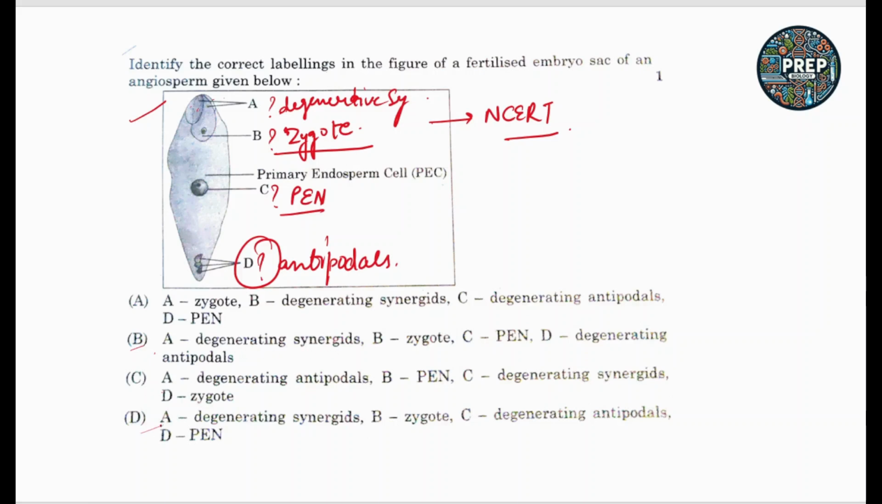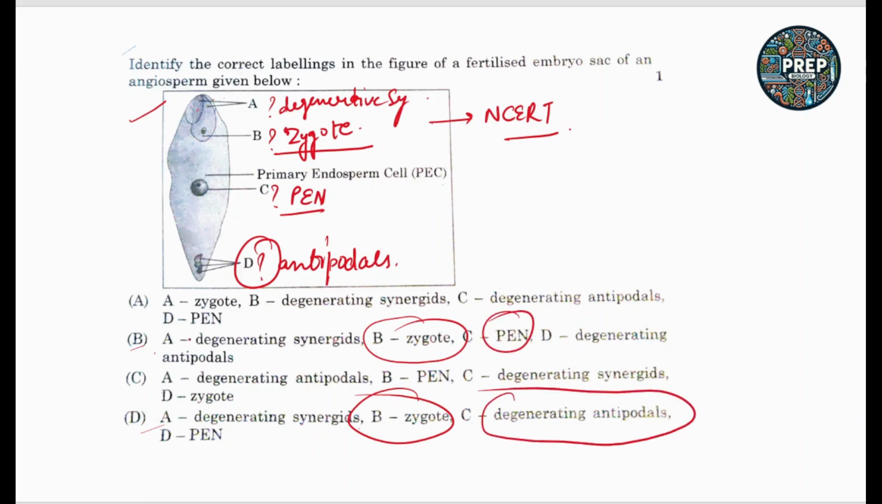In B and D, degenerating synergids are there. What is the B? B is zygote. What is C? That is the primary endosperm nucleus, PEN. What else do we have? Degenerating endosperm. So our answer is option B. Okay, so this kind of questions are already asked in your previous classes.